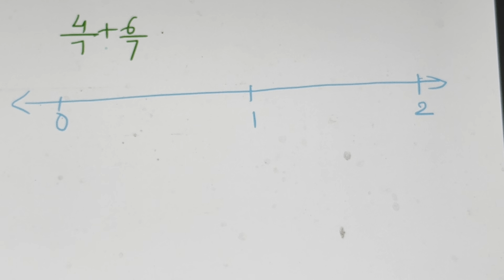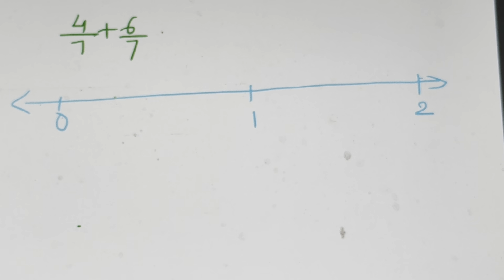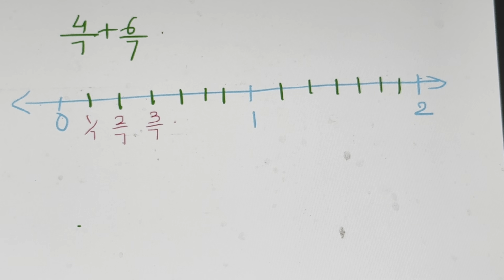Now see the denominator. If the denominator is 7, you need to draw how many lines? 6 lines, I told you earlier, so that you get 7 parts. 1, 2, 3, 4, 5, 6. Similarly, we'll make it here 1, 2, 3, 4, 5, 6, so that you get 7 parts. We write here, this is 1/7, this is 2/7, 3/7, 4/7, 5/7, 6/7.